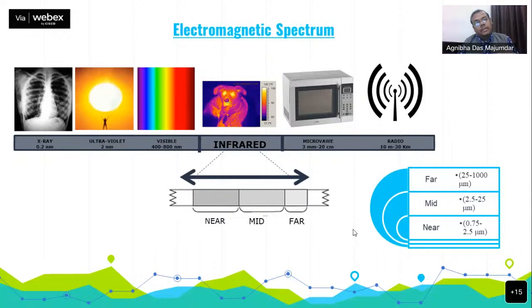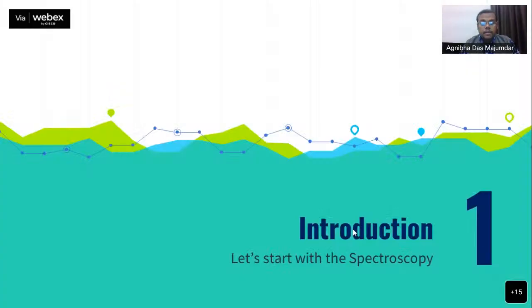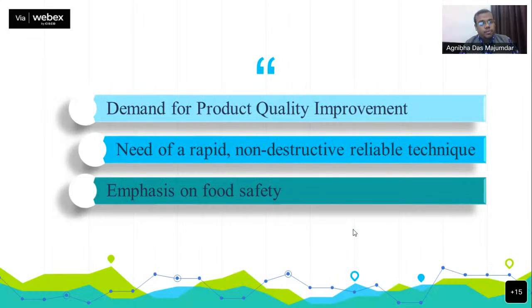So this part is clear, that the electromagnetic spectrum has different parts. We are focusing on the infrared region. And the infrared region has three different parts, that is near, mid, and far. Now, let's start with the spectroscopy.